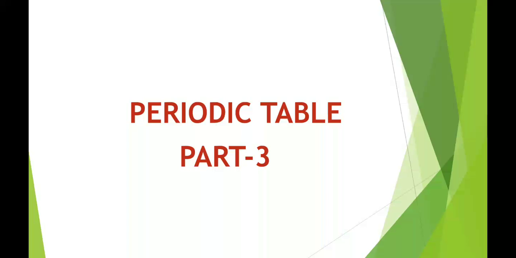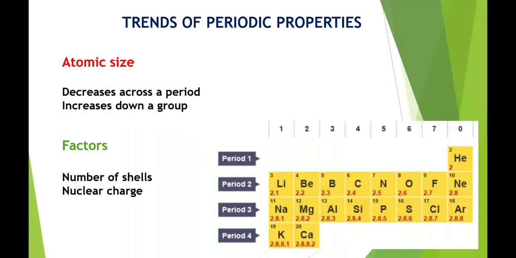So let's start the lesson. In this lesson, I will talk about the trends of some properties in the periodic table. First property is atomic size. Atomic size and atomic radius, the concept of these two terms is the same.